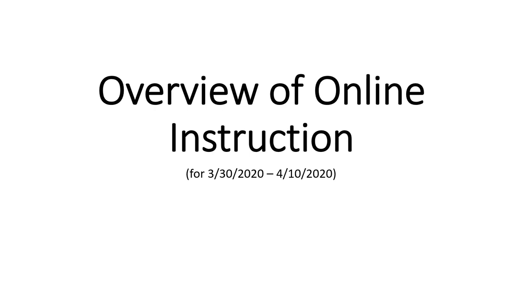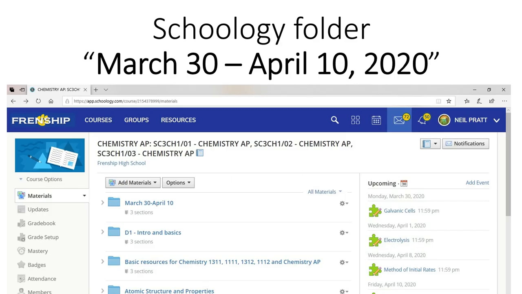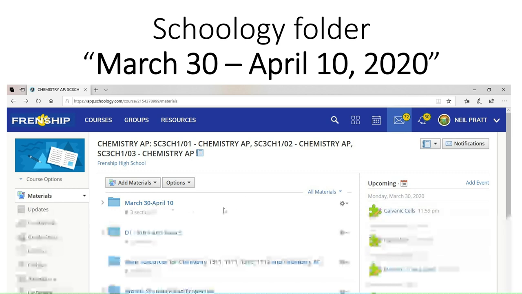Good morning, folks. Here's an overview of what we'll be expecting of you for chemistry, AP or dual credit during the next 2 weeks. In Schoology, I've created a folder March 30th through April 10th. You can see the screenshot of the chemistry AP Schoology page, but it should look the same in the dual credit Schoology page with this folder at the top.